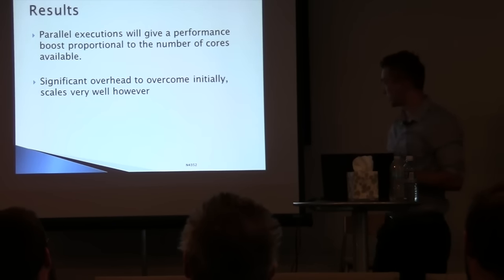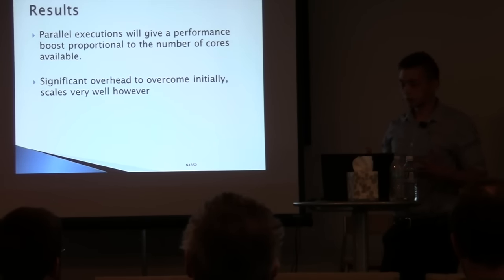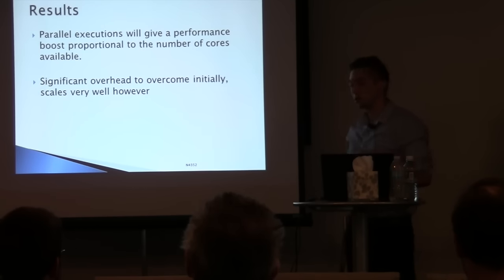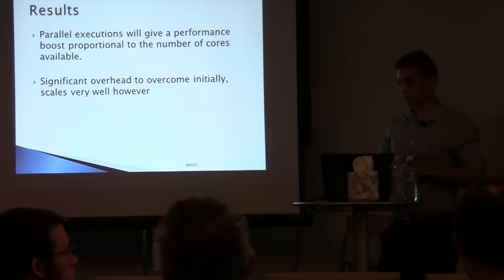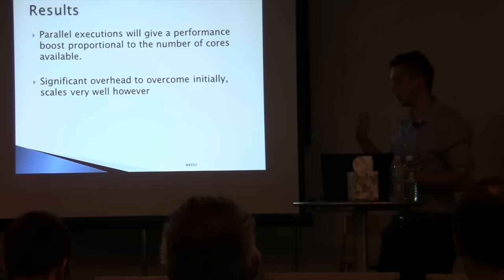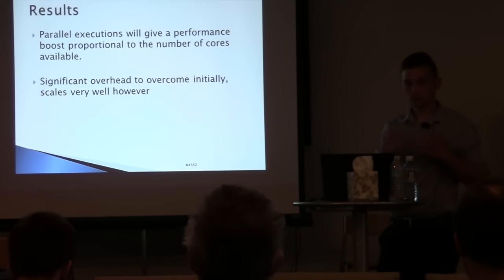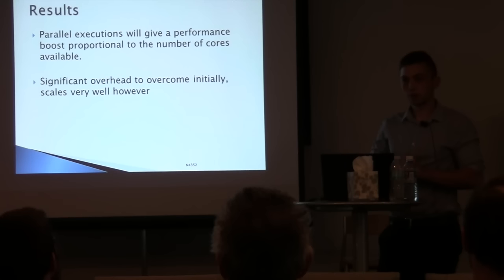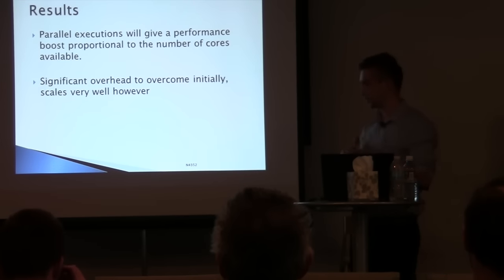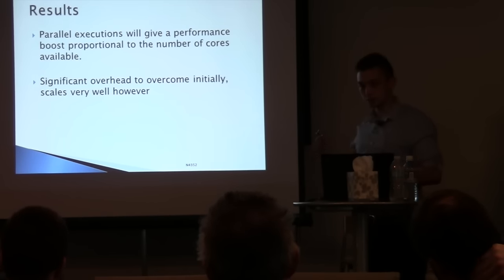So the results we collected from this were that parallel executions will give us performance proportional to the number of cores, while also taking into account the overhead that comes with creating these threads. But it does scale very well the higher your workload gets. Initially, it can be a little bit tough to gain the optimal performance out of it. You would have to tweak your grain size as well. But as you pass over into the larger data structures of 50,000, 100,000 elements, you're going to start seeing really good scaling.